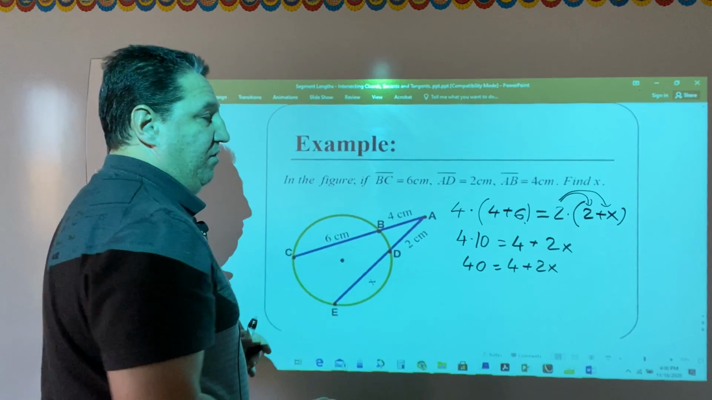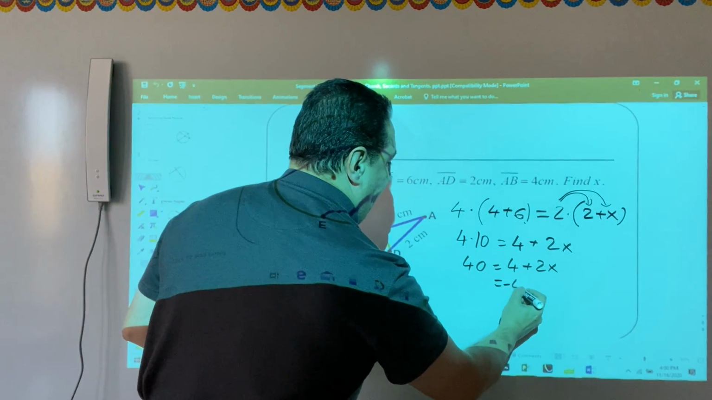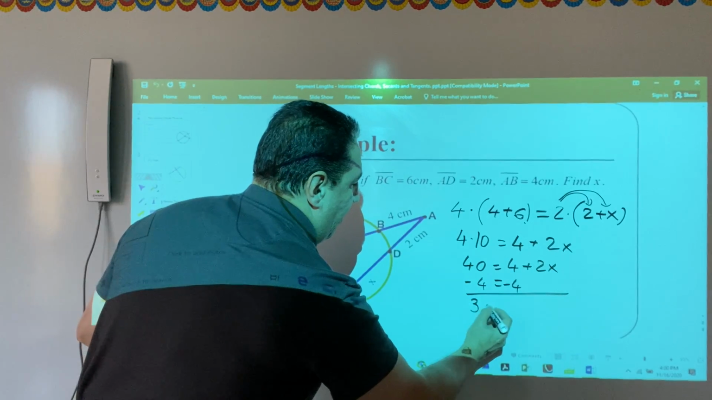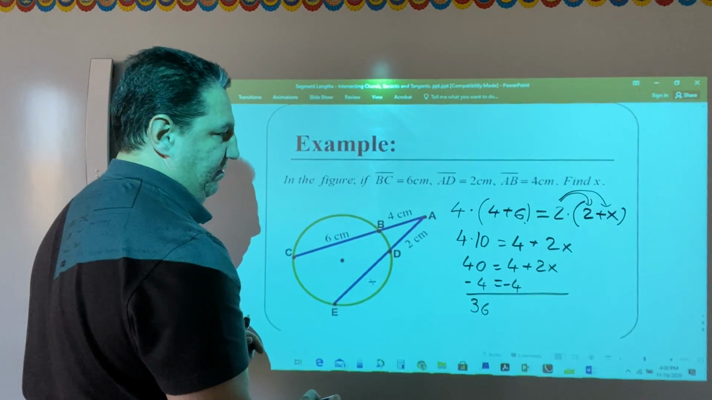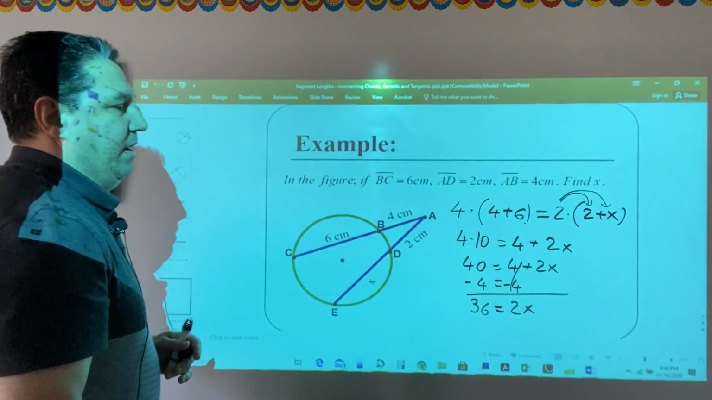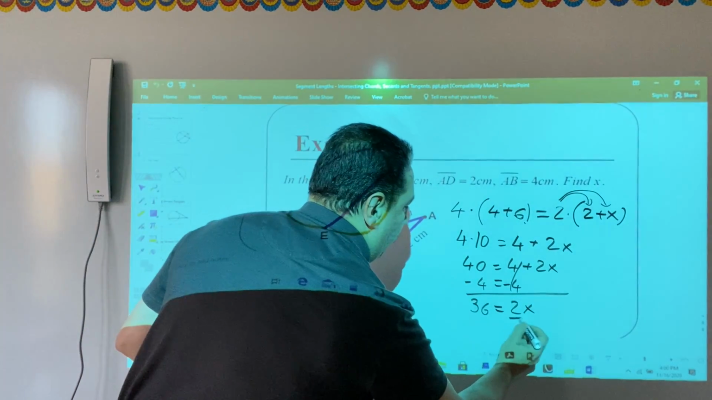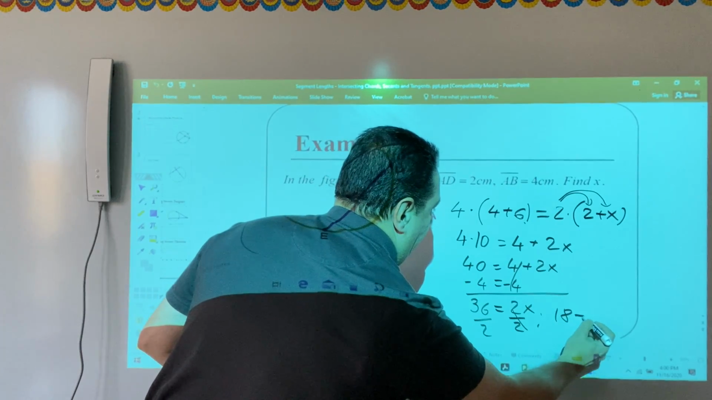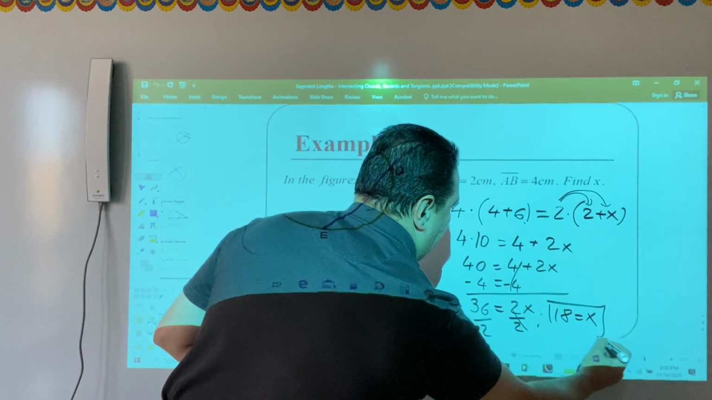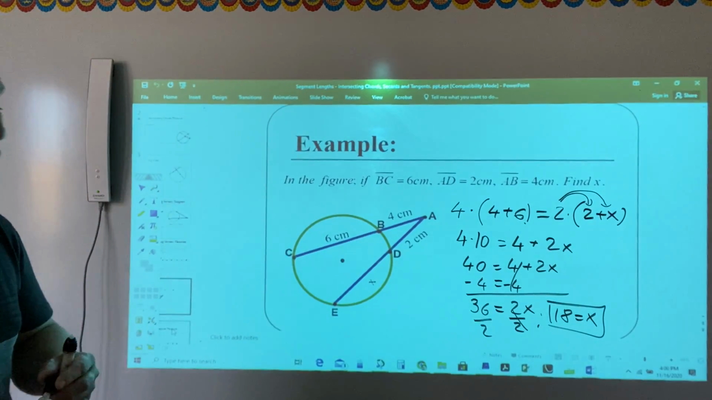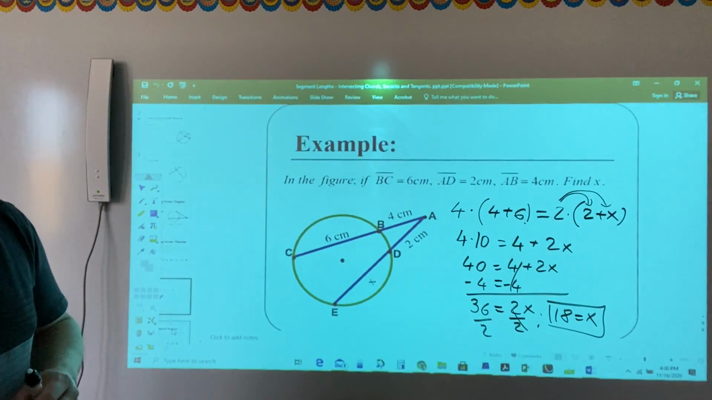Then we get rid of 4 by subtracting 4 on both sides, and we get 36 on the left side equals 2x. Then, to get x, we divide by 2 both sides, and we get 18 equals x. So that's the length of DE, which is x.